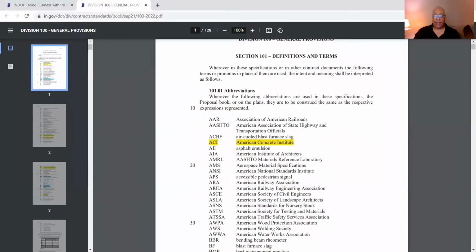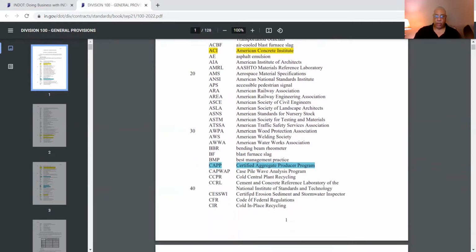ASTM, I mentioned that. American Society for Testing and Materials. ASCE, the American Society of Civil Engineers. These are very important if you're going to take an exam. If you want to be, let's say, a stormwater inspector, you're going to hear the word CESWE.